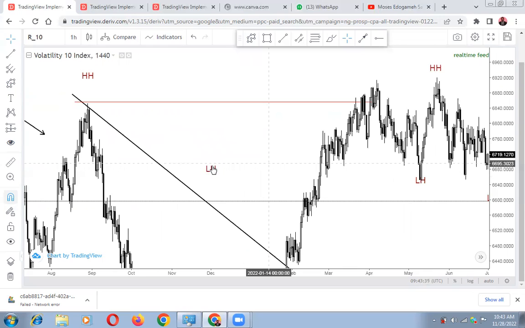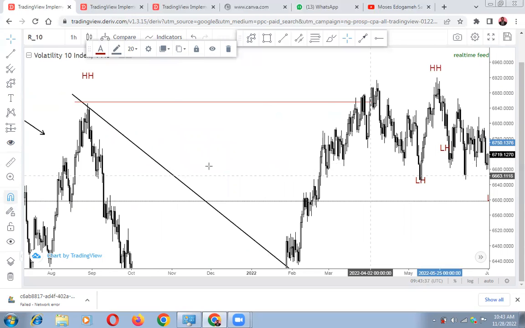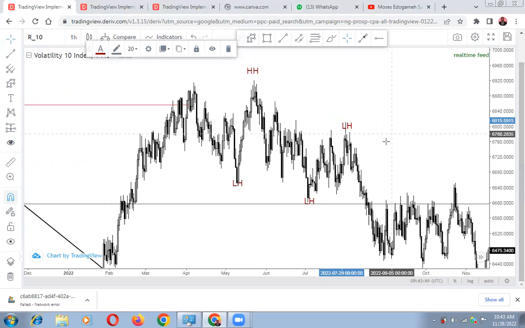This is how to put history behind price. We want to find out what price has been doing to help us know what the market is going to do.